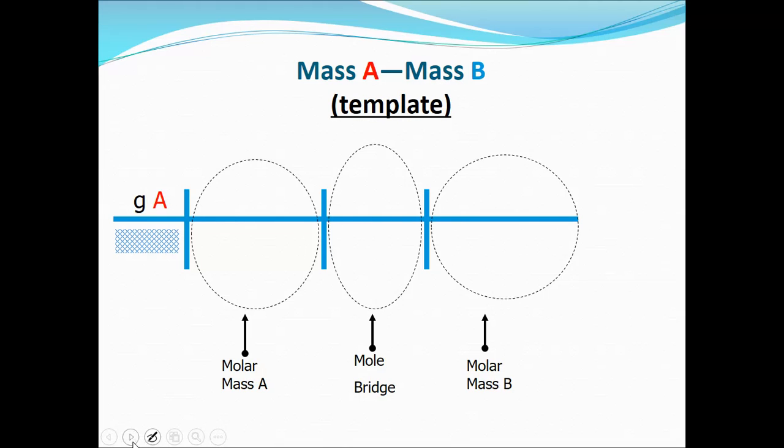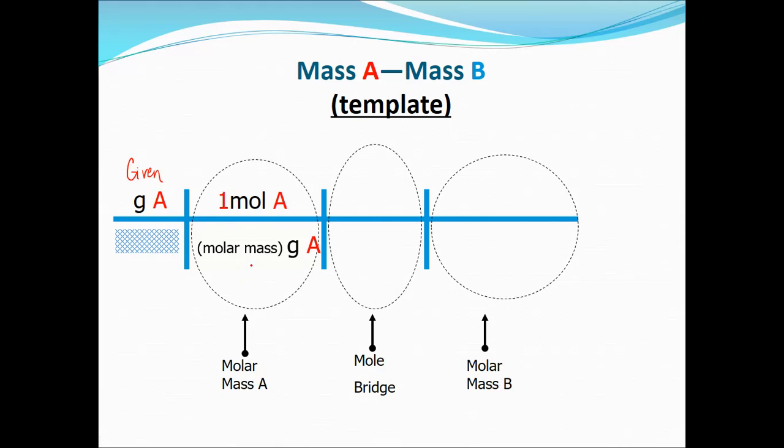Let's take a look at the template, or how you would set this problem up, just focusing on your units as we look at our dimensional analysis setup here. You would start with your given, which would be grams of A. So you need grams of A to cancel first, which means you're going to get grams of A on bottom diagonal. This will be your molar mass of A.